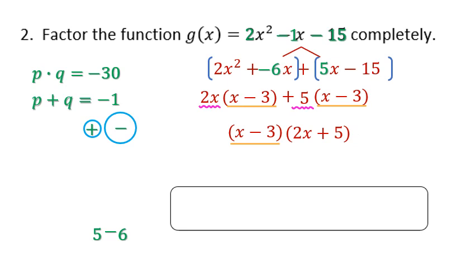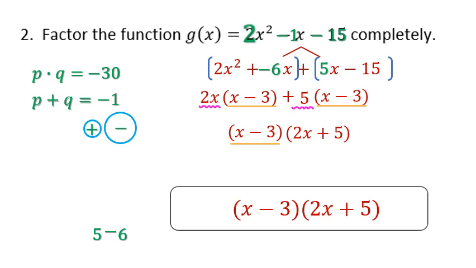It's worth a quick double check at the end. Make sure you don't have a greatest common factor in either one of these pairs. We definitely don't, so that's going to be my answer: x minus 3 times 2x plus 5, and it doesn't really matter which one comes first.